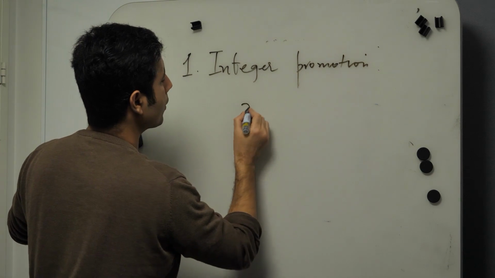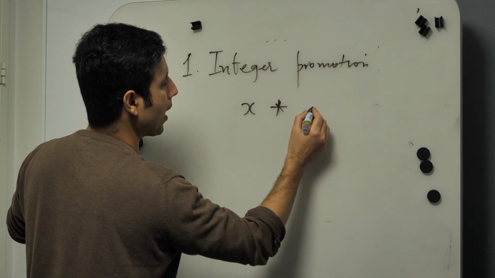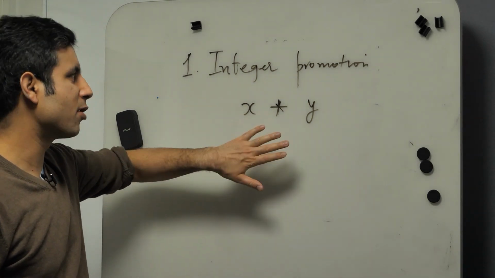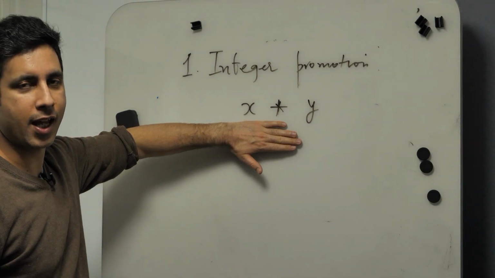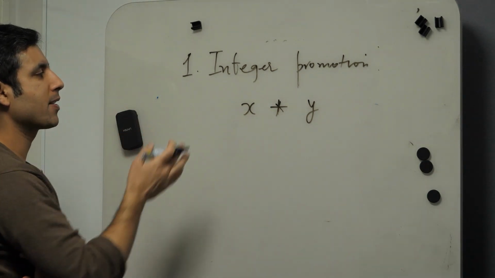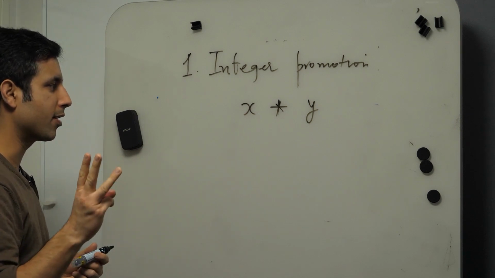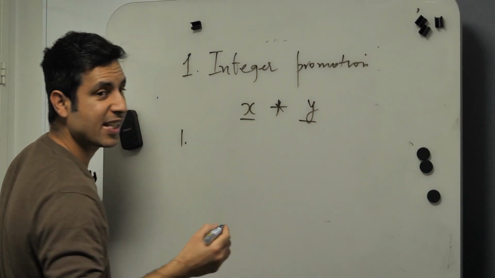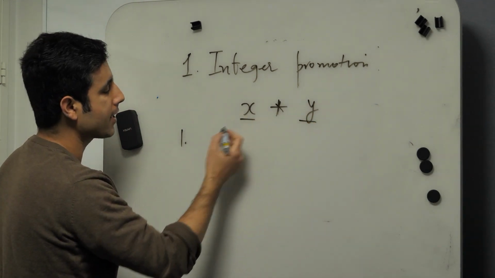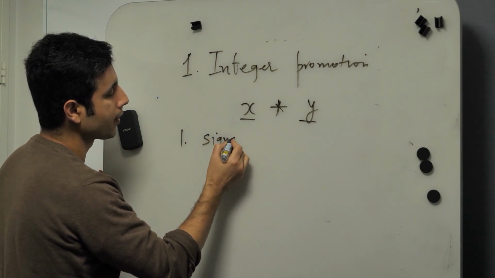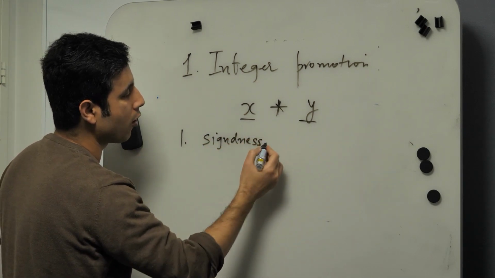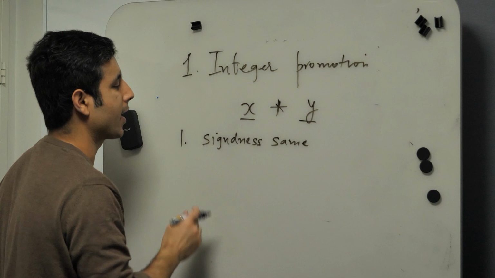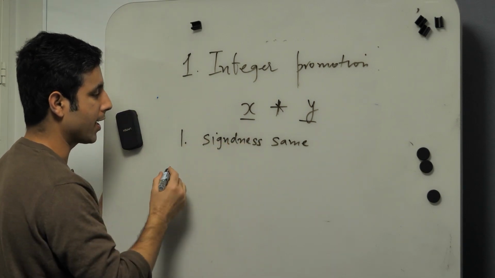Let's simplify this. We have two operands and we have an operator. Let's assume that integer promotion has already taken place. Now what happens after that? There are three cases to consider here. The first case is when both these operands have the same signedness. For example, if x is signed, then y is also signed. If x is unsigned, y is also unsigned. So their signedness is the same. That's the first case we should consider.